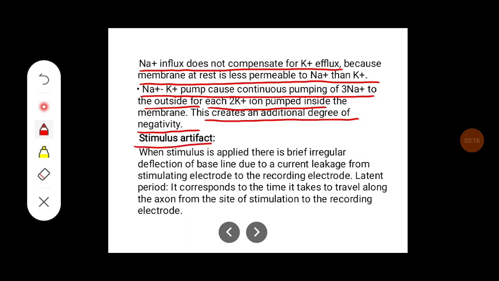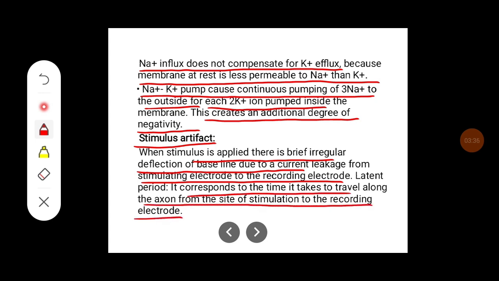And stimulus artifact is when the stimulus is applied, there is a brief irregular deflection of baseline due to the current leakage from the stimulating electrode to the recording electrode, and the latent period corresponds to the time it takes to travel along the axon from the site of stimulation to the recording electrode.